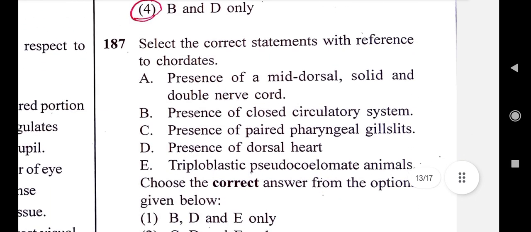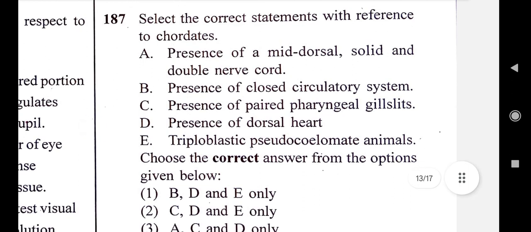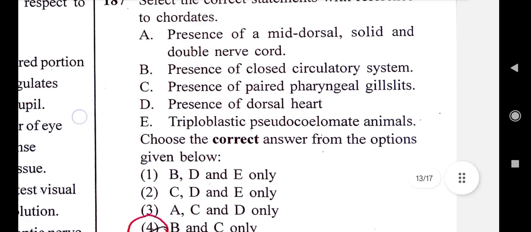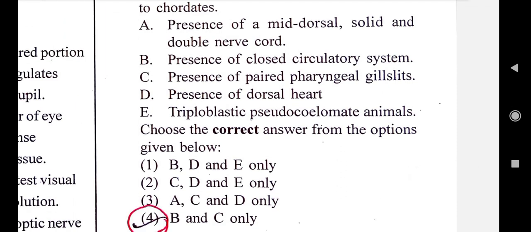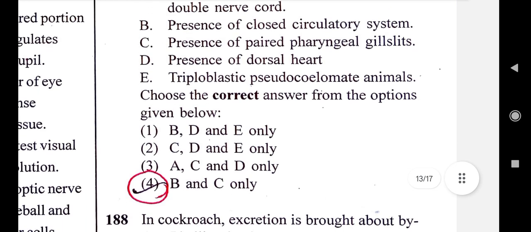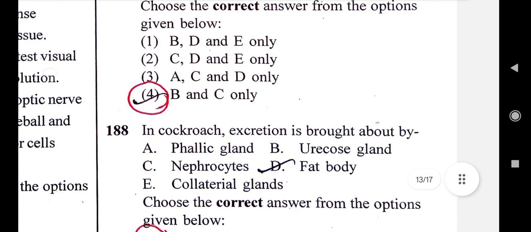Question number 187. Select the correct statement with reference to chordates. Option A, presence of a mid-dorsal, solid and double nerve cord. Option B, presence of closed circulatory system. Option C, presence of paired pharyngeal gill slits. Option D, presence of dorsal heart. Option E, triploblastic pseudocoelomate animals. B and C only is the correct option, option 4.